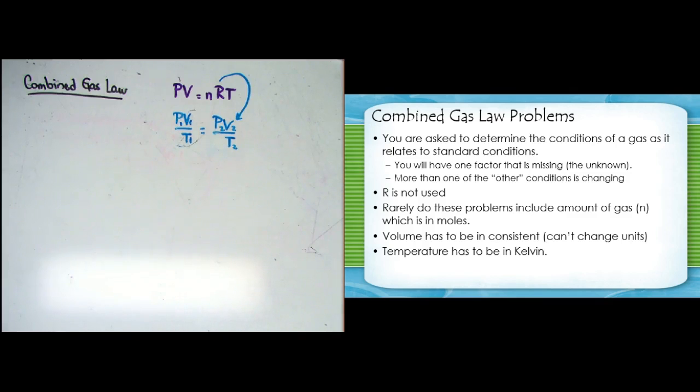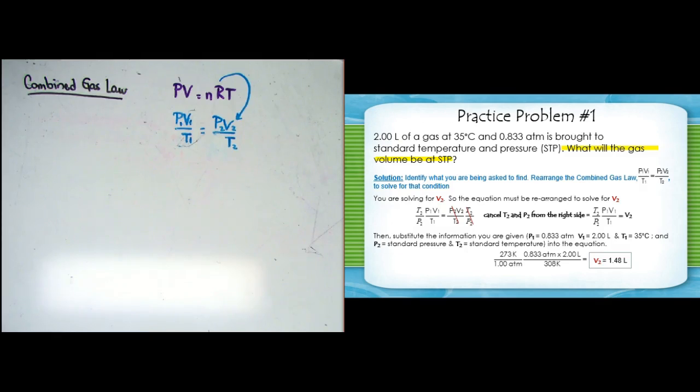Volume has to be consistent. It doesn't have to be liters, but if you're starting with milliliters on one side, you have to have milliliters on the other. The reason you don't have to use liters is because we're not dealing with R. Temperature, on the other hand, has to be in Kelvin. All right? So you've got kind of the rules. Let's see what we can do.